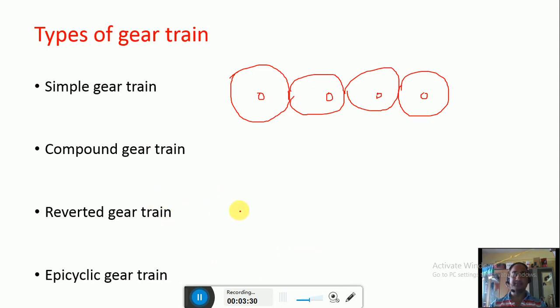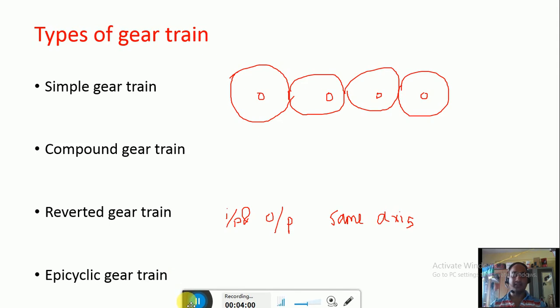In a reverted gear train, the first gear and last gear, that is the input gear and the output gear, are mounted on the same axis. Not the same shaft but the same axis. Such a gear train is called a reverted gear train. We are going to analyze each type of gear train and understand exactly the construction of these gear trains.